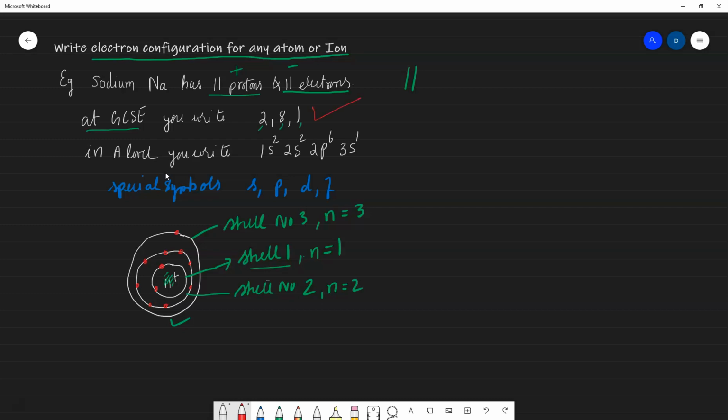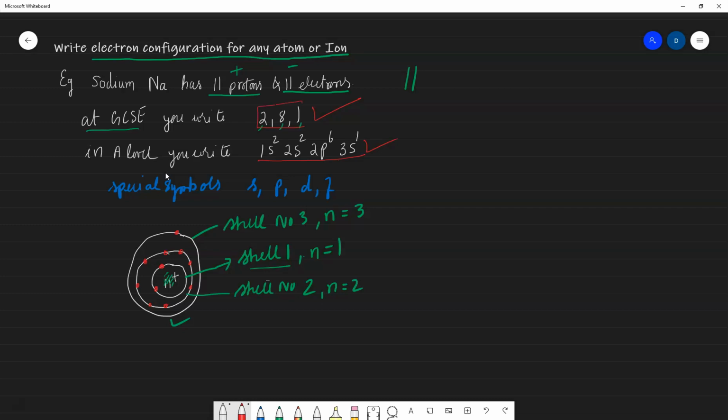So this is how you learn to write in GCSE level. But in A level, you will write it this way, in more detail. You write the same 11 electrons as 1s2, 2s2, 2p6, and 3s1. Now, if you know the concept, it is very easy to write these types of configurations. I'll tell you now how easy this is.